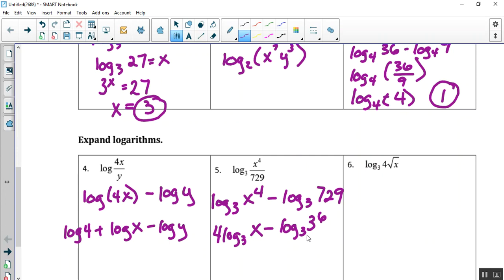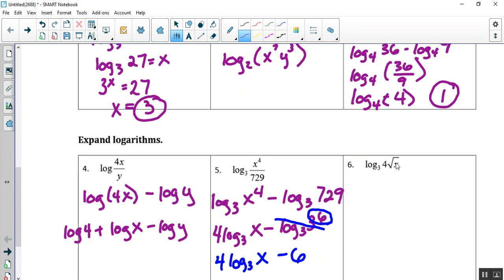So here you're saying to yourself, 3 to what exponent gives you 3 to the 6th? So that exponent has to be 6. You can actually see that exponentials and logarithms are inverses of each other, so they would cancel out. So you could cancel these two out, and it would leave you with the 6 right there. So this one stays 4 log base 3 of x, and then this is minus 6.